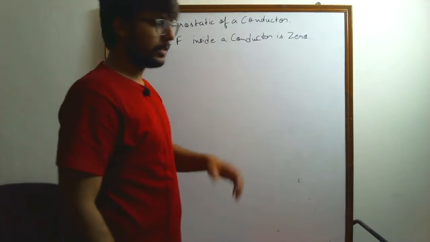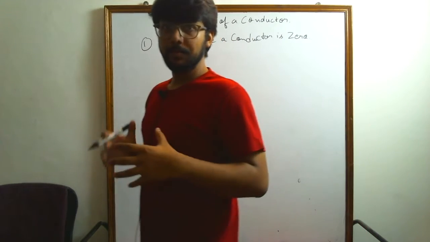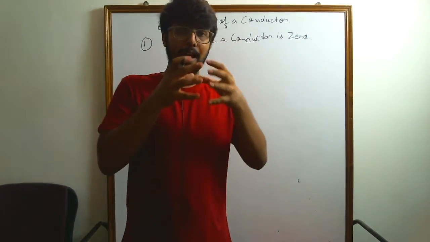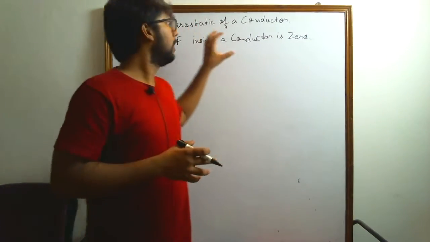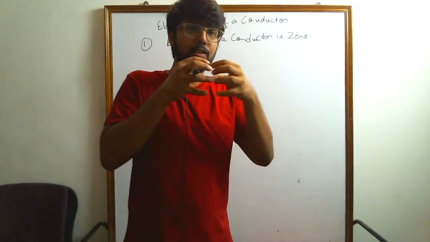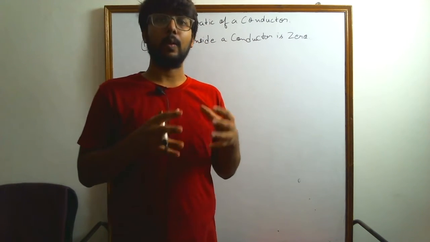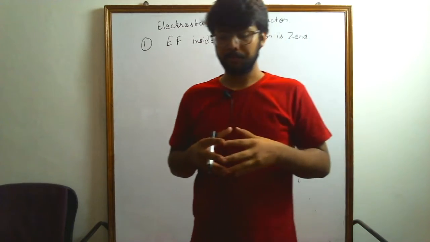What this means is, for a conductor of any shape or size, when we look at the inside, the electric field is zero. What this means is that there is no motion of electrons inside when the field is zero. Okay, let me explain how we get to this conclusion.